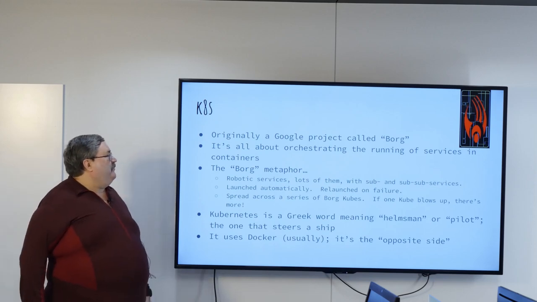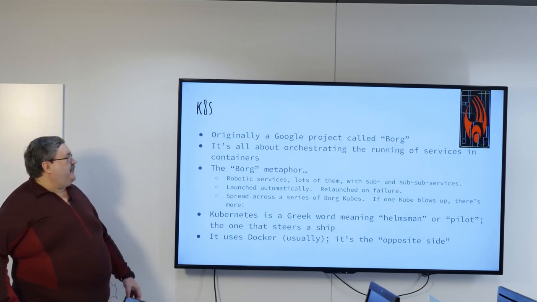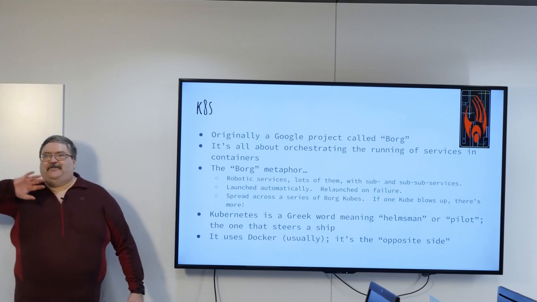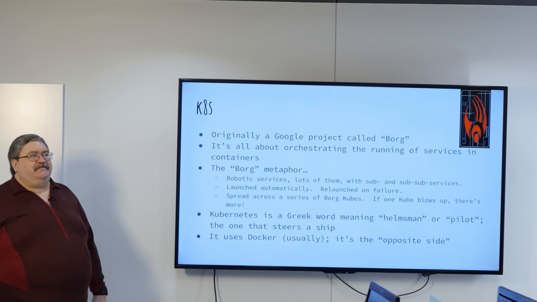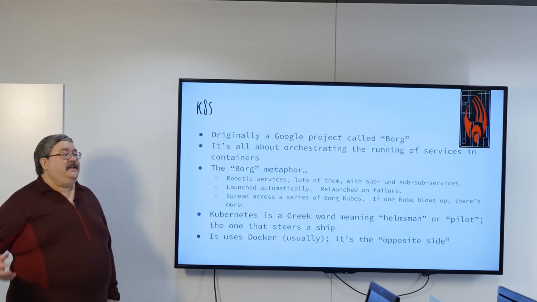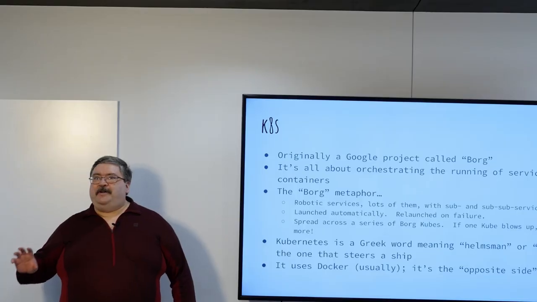So originally, Kubernetes was a Google project called Borg. And this is, of course, the Star Trek race of critters. And it's all about orchestrating the running of services inside containers. Google has bazillions of servers in lots of places, and they need to run machines to do all kinds of little things, and they need thousands and thousands or maybe hundreds of thousands of them. So robots running services, they don't want humans having to go in and type in command lines to make things run. Thousands and thousands of them with sub-services, sub-sub-services, and how many subs do you want? They need to be launched automatically, relaunched on failure. So some notion of self-monitoring.